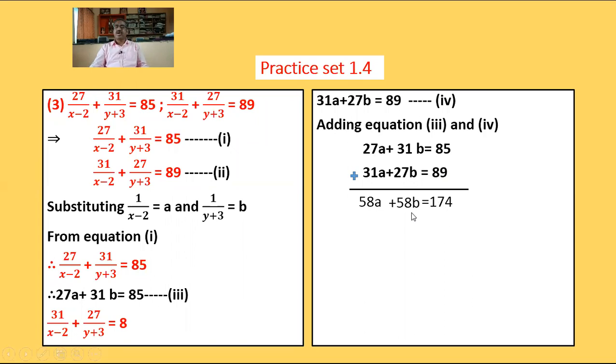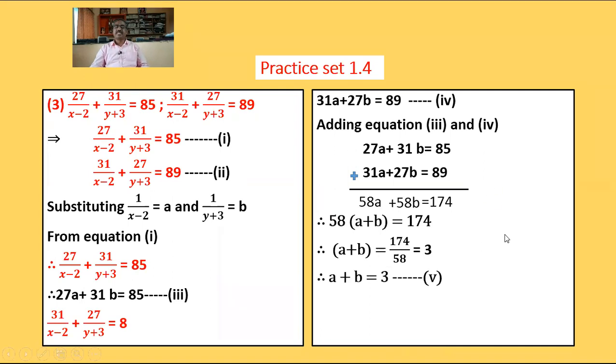which is 174. On the LHS, take 58 common. Therefore, 58 in bracket a plus b is equal to 174. 58 goes to the RHS, then we divide. Therefore, a plus b is equal to 174 upon 58, and 58 threes are 174. Therefore, a plus b is equal to 3. This is equation number 5.